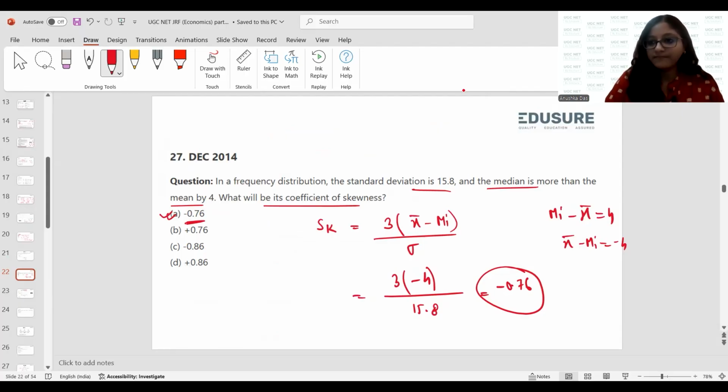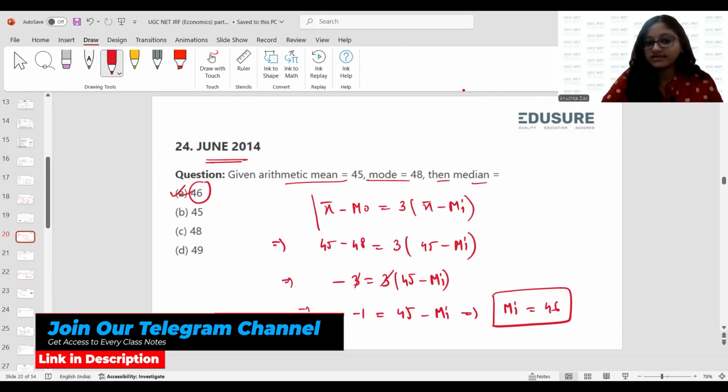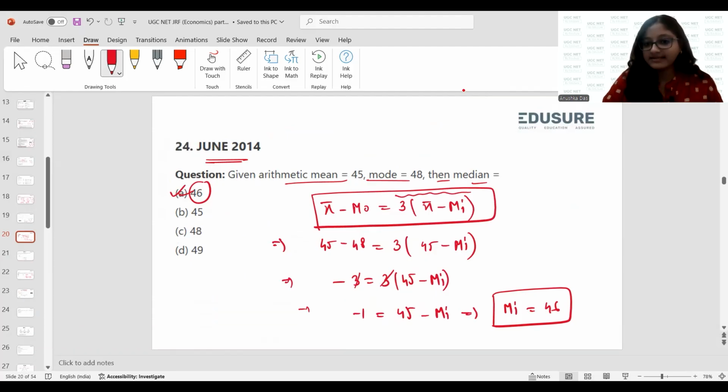So what you do, instead of this mean minus, use this formula. In the first measure, you will use the right hand side, 3 into mean minus median as the numerator. But in the second formula, you will use mean minus mode. So nothing, they are basically the same, only based on the information.